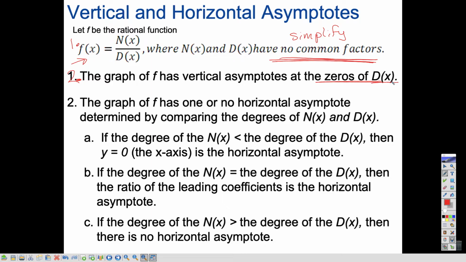Okay, the next thing is to find the horizontal asymptotes. The graph of f has 1 or none. It's important. You can have infinitely many vertical asymptotes, but you can have 1 or none horizontal. It's a comparison. You compare the degree of the numerator to the degree of the denominator. And you should do this at the start, before you've reduced. You can do it at any other point, but it's just easier to do it at the beginning.